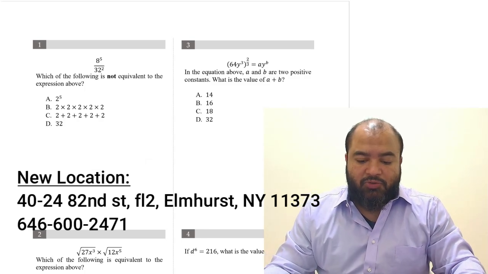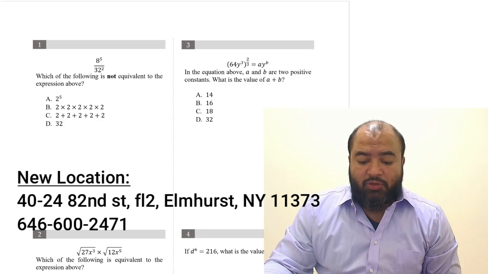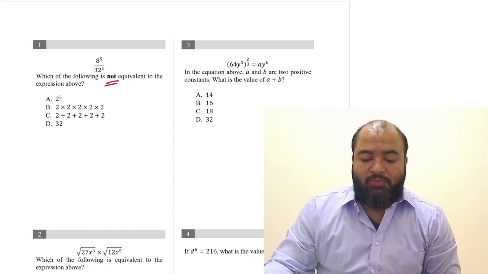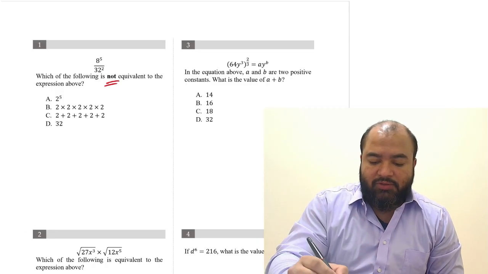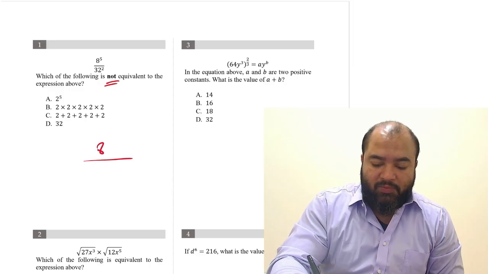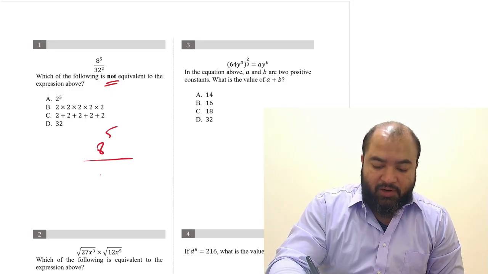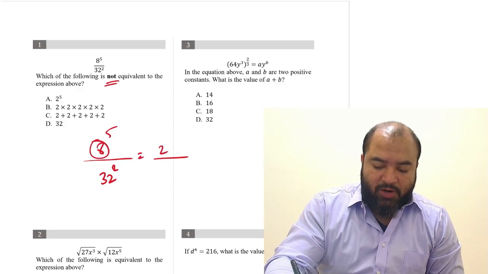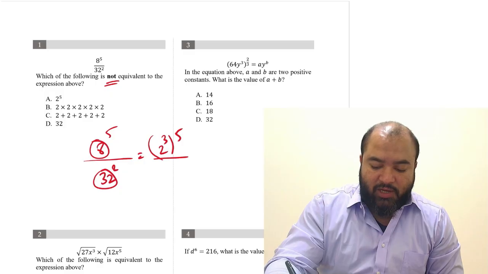So we're gonna do advanced math today. Which of the following is not equivalent to the expression above? You can use a calculator, but another way would be 8 power 5 over 32 power 2. You can write 8 as 2 power 3 and don't forget the power 5. You can write 32 as 2 power 5, I believe, power 2.